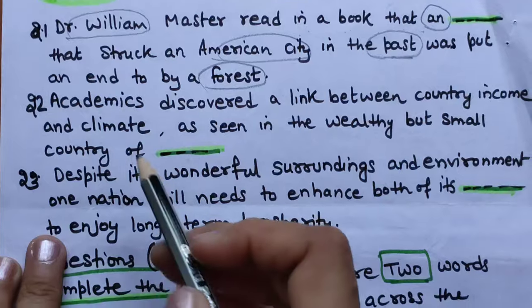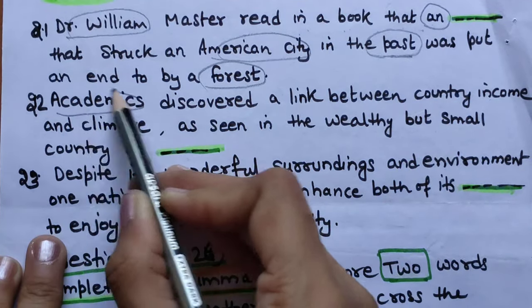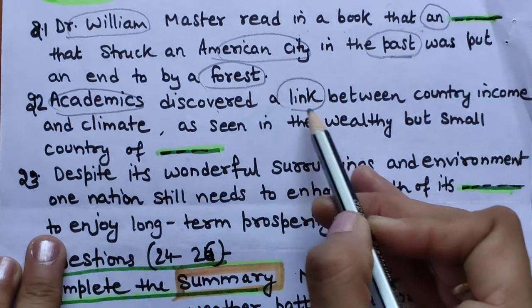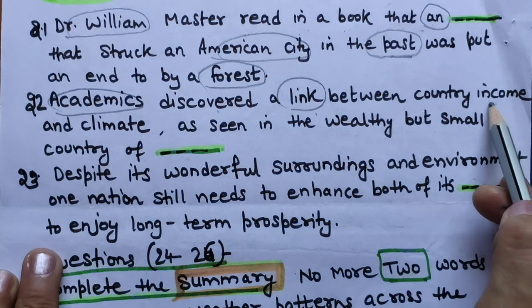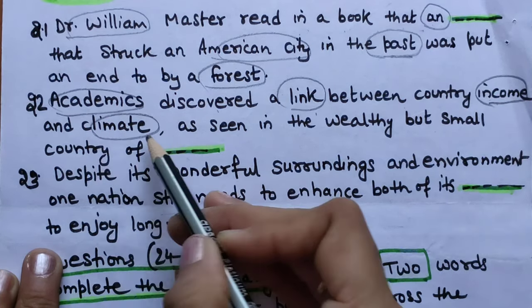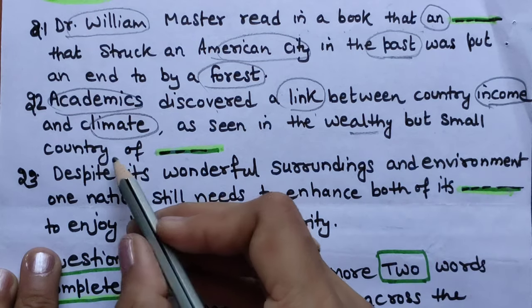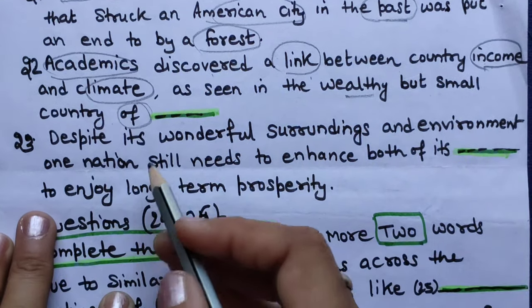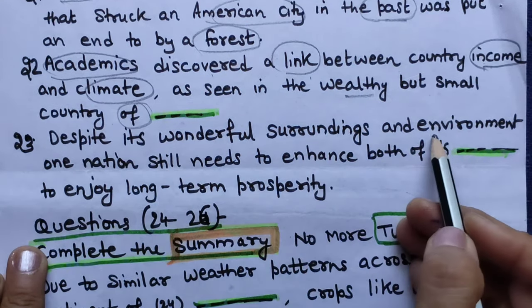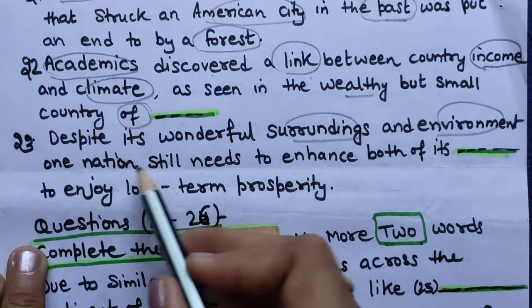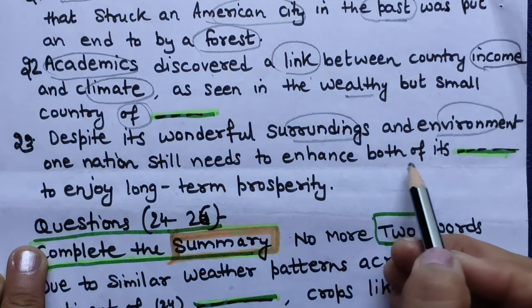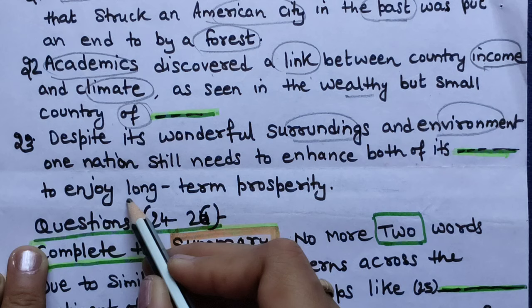Now 22, academics discovered a link, which is also important, between country income and climate. Income means wealth, as seen in the wealthy but small country of, despite its wonderful surroundings and environment. One nation still needs to enhance both of its long term prosperity.